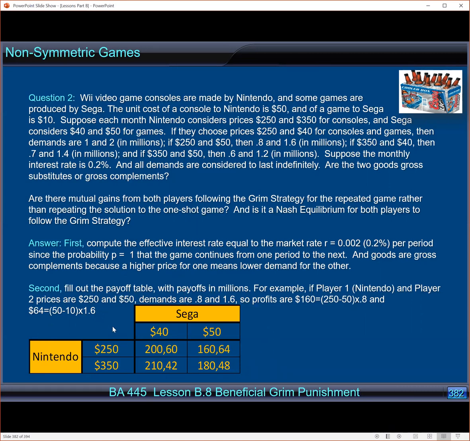Just take one of the cells. For example, if player 1 chooses 250 and player 2 chooses 50, then, let's see, 250 and 50, look that up here, then the demands are 0.8 and 1.6. This is all in millions. Profits for firm 1 would be unit profit, so that's price minus the cost of 50. So this is unit price, price minus average cost. Then multiply that by the 0.8, and you get this number here. This is 160 million, but let's just write it as 160.